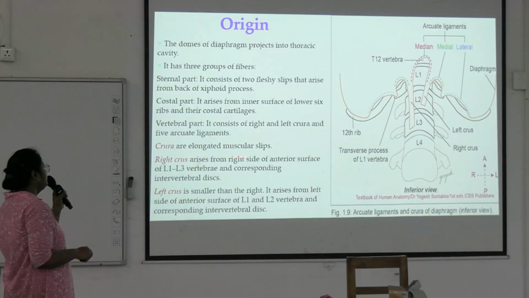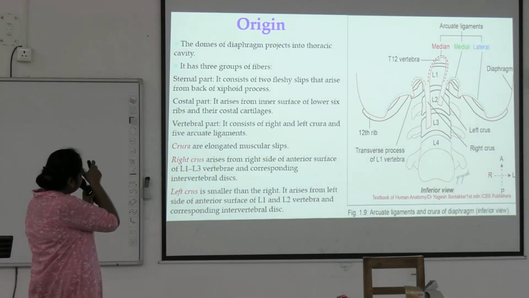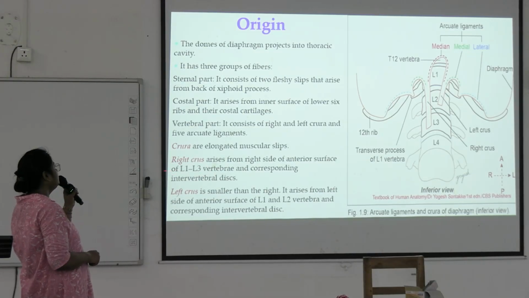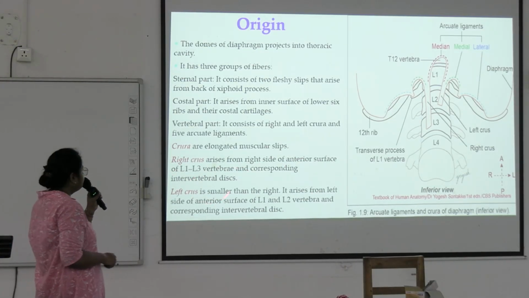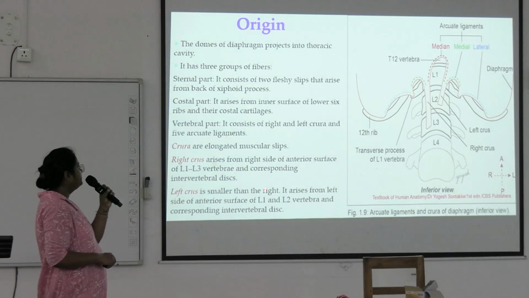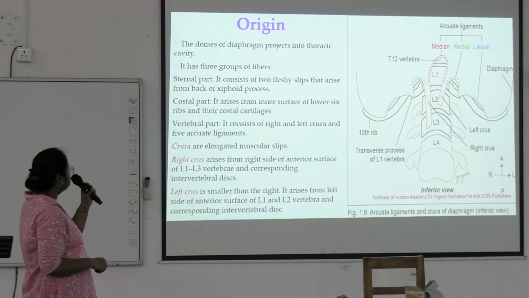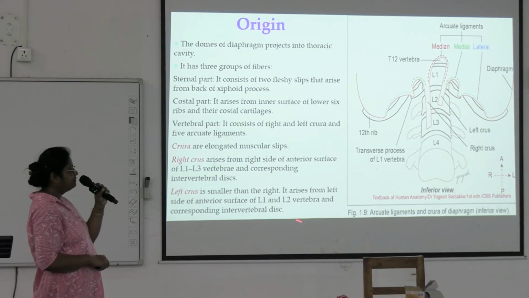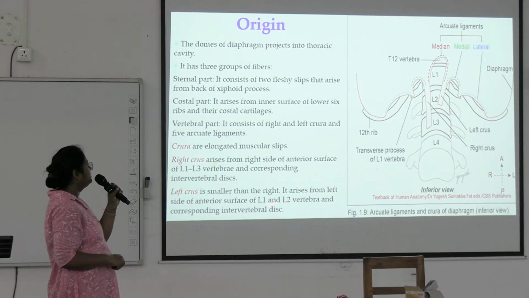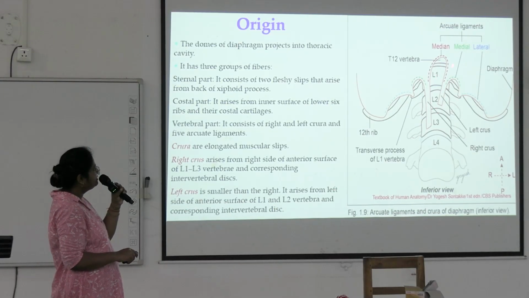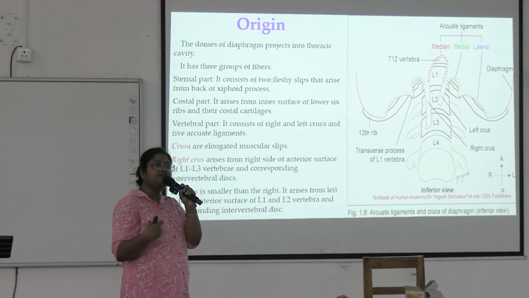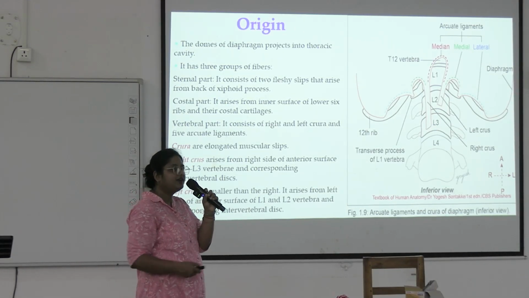So crura are elongated muscular bands, and the right crus arises from the right side of the anterior surface of L1 to L3 vertebrae and corresponding intervertebral discs. And the left crus is smaller than the right crus and arises from the left side of the anterior surface of L1 and L2 vertebrae and corresponding intervertebral discs. So this is the right crus and left crus. Okay. Vertebral levels are important, asked in your Viva and MCQ. Okay, these two crura.